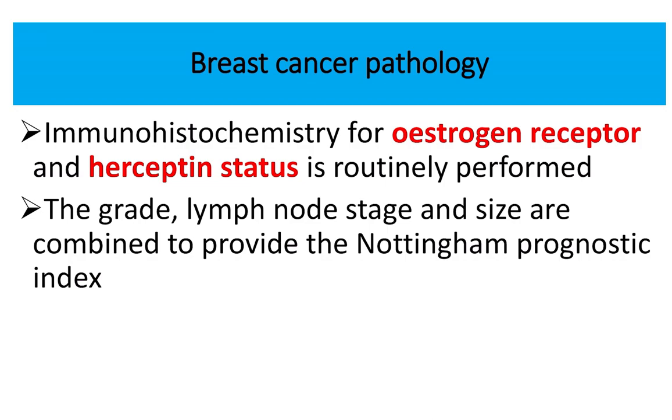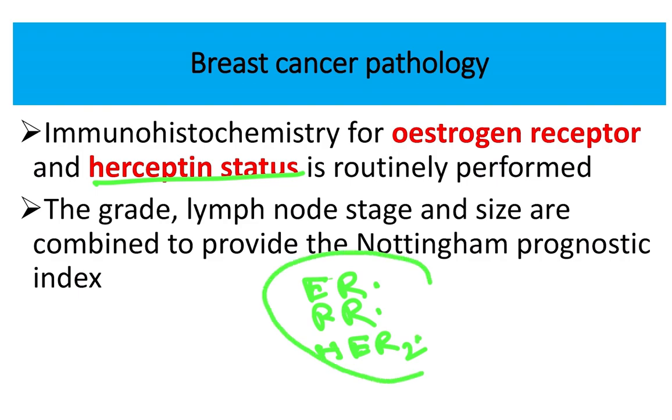So the histopathological examination is done by the core cut biopsy and the immunohistochemistry also should be done with this tissue, and they are the estrogen receptor, which is the ER receptor. Also, progesterone receptor should be monitored, which is the PR, and Herceptin receptor, which is known as the HER2 receptor. So, ER receptor, PR receptor, HER2 receptor, they are also routinely investigated. The grade, lymphatic status, size are combined, they provide Nottingham prognostic index.